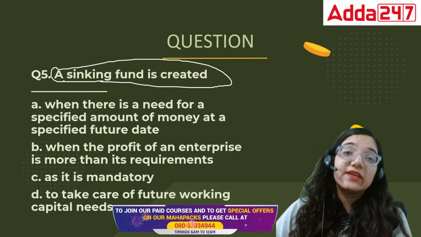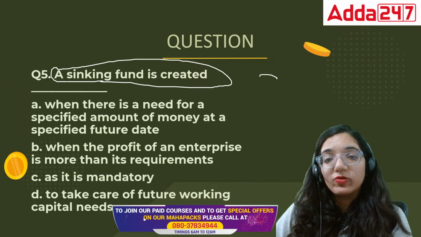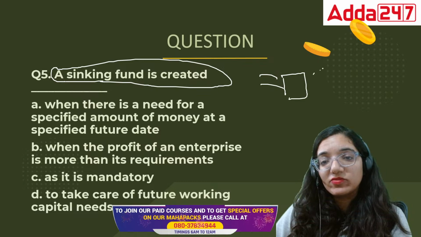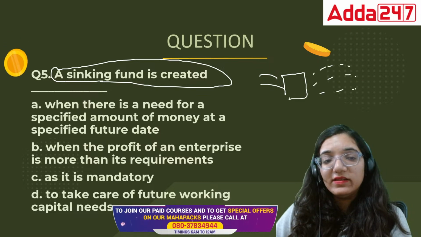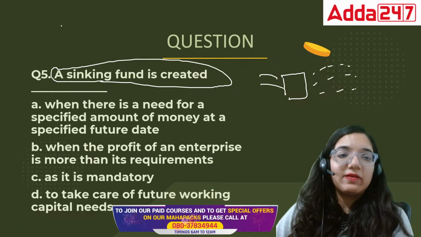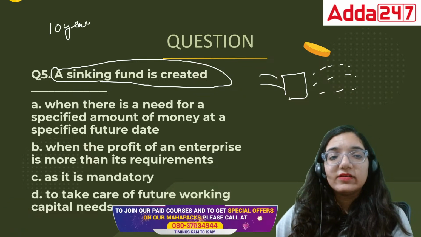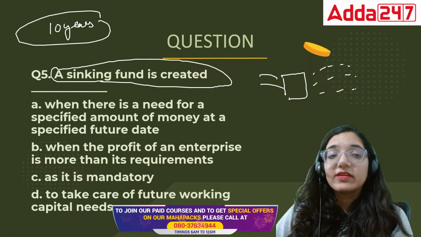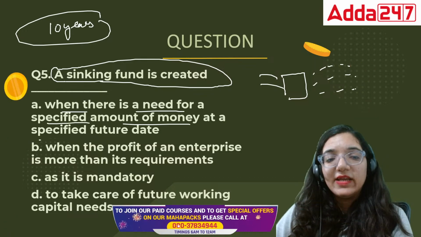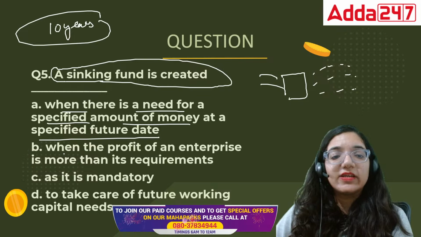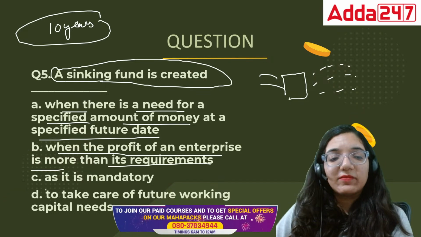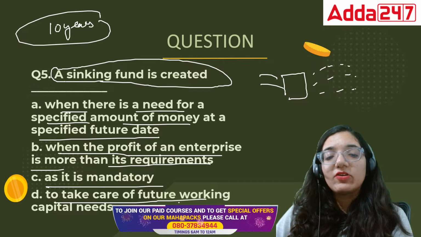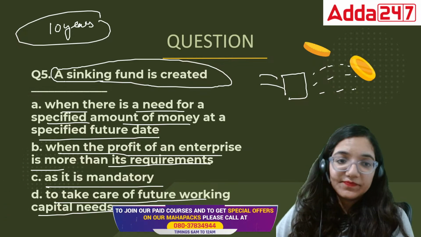A sinking fund is basically when you put money into it regularly so that you can receive the money later on. For example, if after 10 years I want to buy something, I need to set money aside for that. So a sinking fund is created for that. It is used when there is a need for a specified amount of money at a specified future date, when the profit of an enterprise is more than requirements, as it is mandatory to take care of future working capital needs.